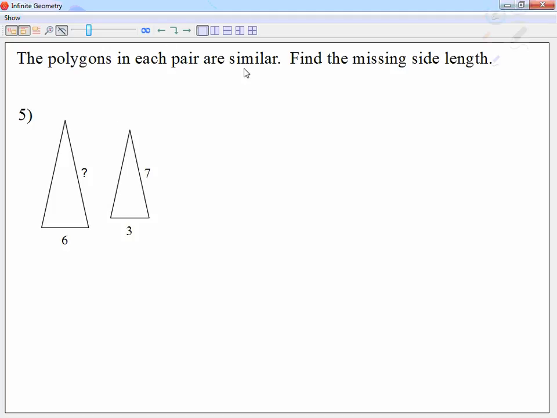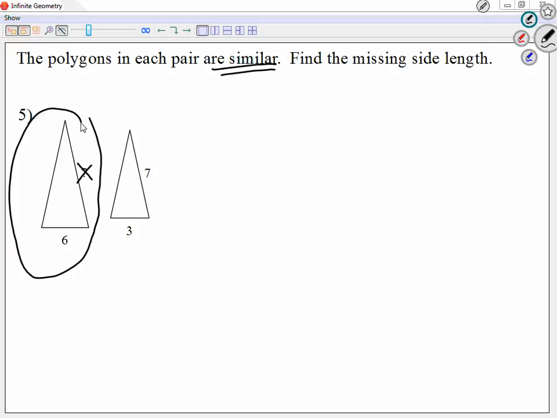These polygons in each pair are similar. Find the missing side length. Because they are similar, I know my sides are proportional. My question mark, let me call it x. From my one triangle where x is, the two numbers I'm going to use are 6 and x. Which one is smaller, 6 or x? 6. So let me write my 6 first. On the other triangle, my numbers are 3 and 7. We know 3 is smaller, so let me write 3 and 7.